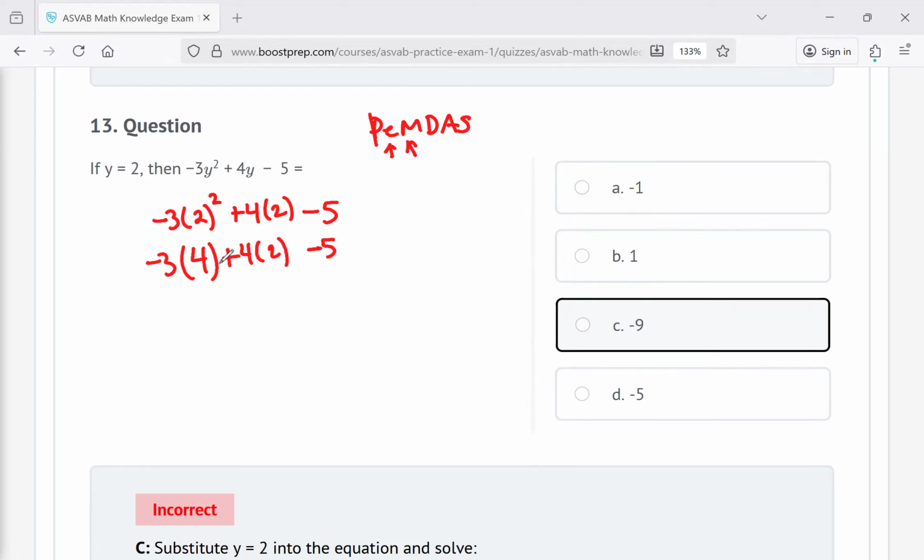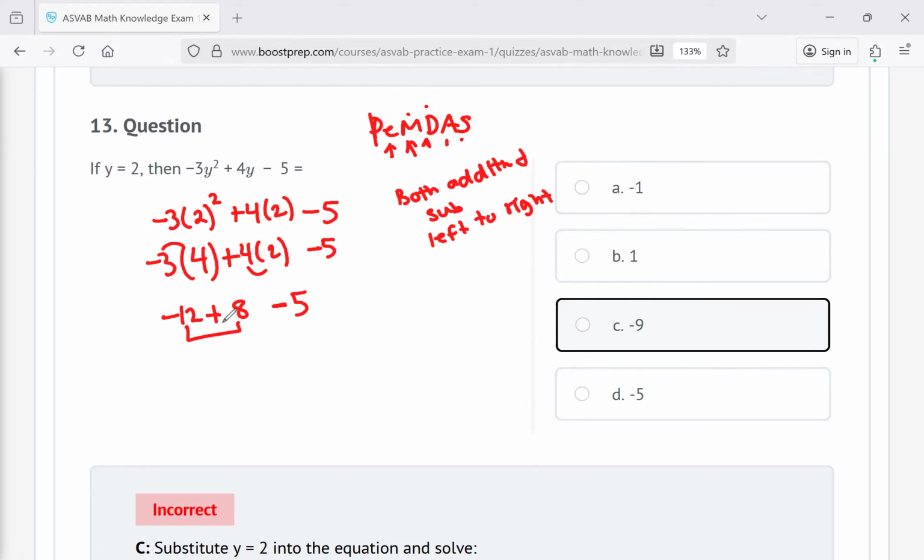Do we have a multiplication? Yes, we have 2. Negative 3 times 4 is negative 12, plus 4 times 2 is 8, and then bring down that negative 5. Okay, do we have a division? No. Do we have an addition? Yes, and we also have a subtraction. So if you have both addition and subtraction, just go from left to right. And the same thing goes for multiplication and division. If you have a multiplication and division at the same time, just go from left to right. So that's what I'm going to do.